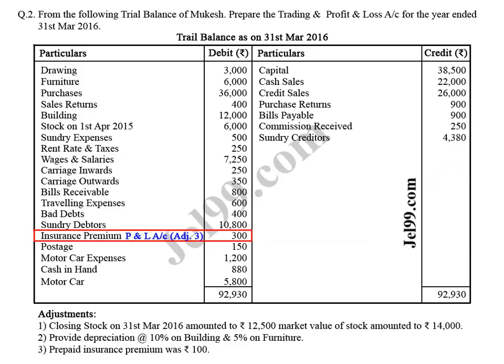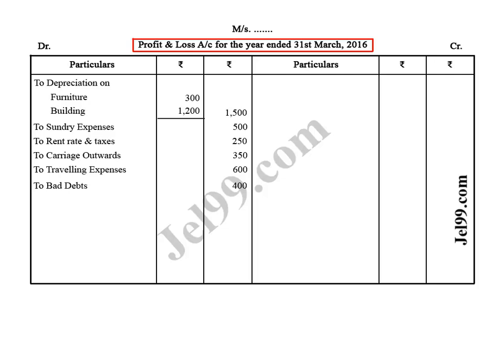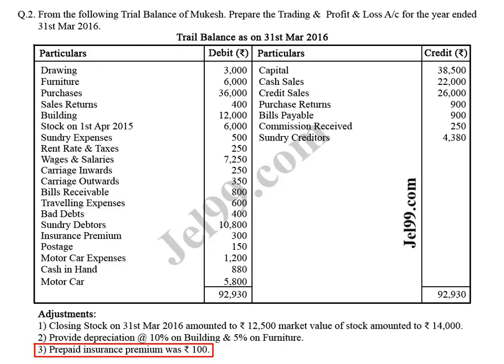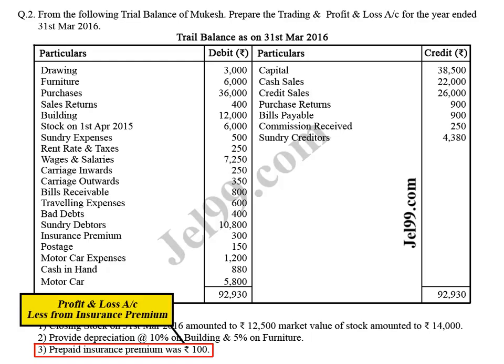insurance premium of rupees 300. This is shown in profit and loss account, debit side, to insurance premium of rupees 300 in a column, because there is an adjustment. Adjustment number 3, prepaid insurance premium was rupees 100. This adjustment has two effects. Its first effect is shown in profit and loss account, less from insurance premium, and the second effect is shown in balance sheet, assets side.